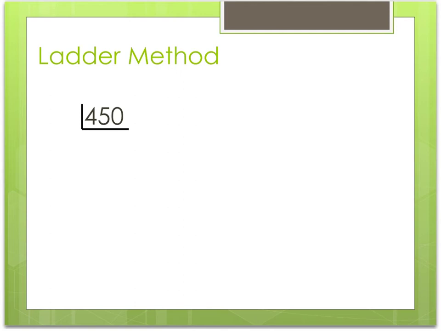So here we go. With the ladder method, notice I put the 450 and I wrote it down. But instead of making branches like trees, I've created this bracket that goes with it, where it's just simply a line like this and kind of puts 450 in a box. So what I want to do now is try to identify all the prime numbers that go into 450.